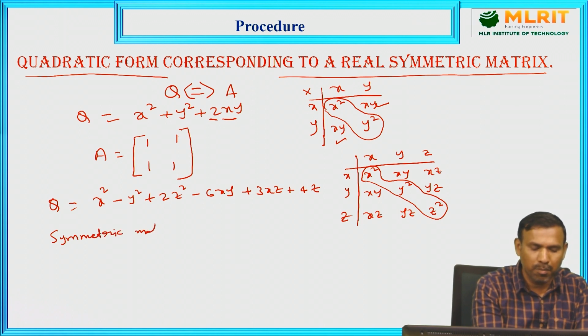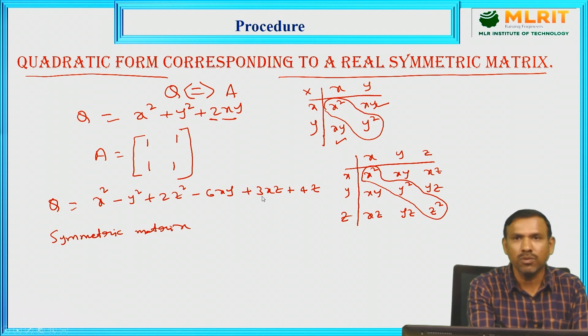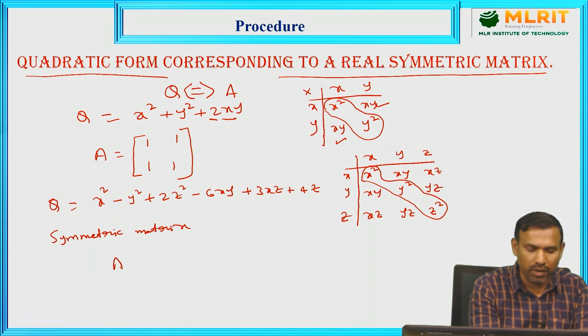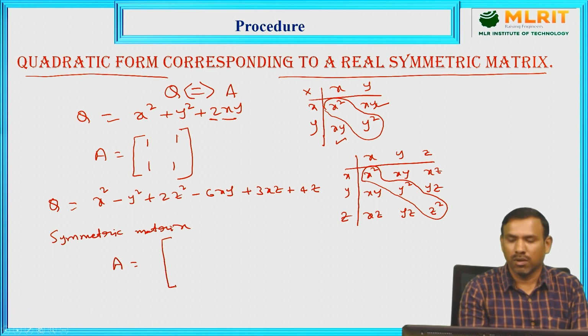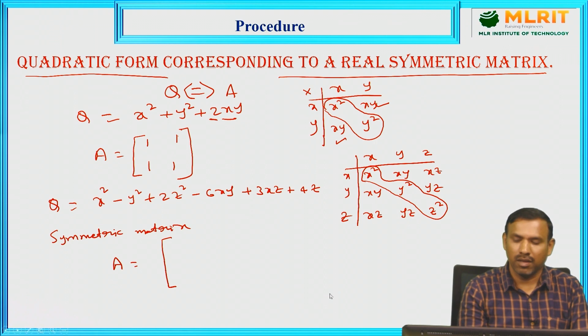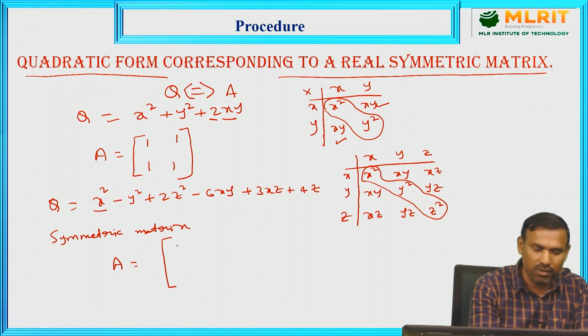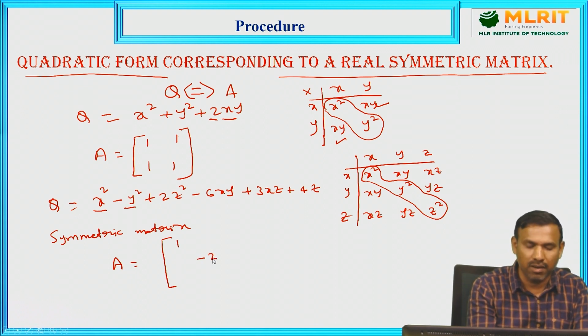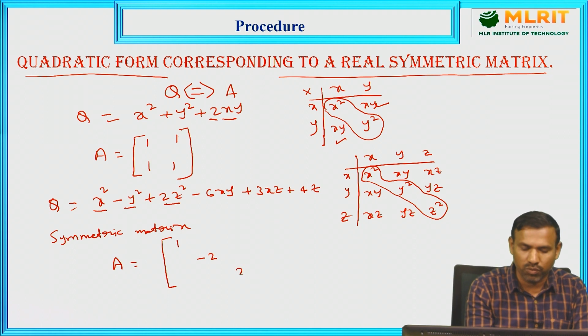Symmetric matrix related to this quadratic form. How to write this one? A is equal to, right? First, what to do? Enter the diagonal elements, the coefficients, along the principal diagonal. Here the x square coefficient, y square coefficient, z square coefficient. The x square coefficient is 1, enter it in the first place. The y square coefficient is minus 1, second principal diagonal place, and the z square coefficient is 2.